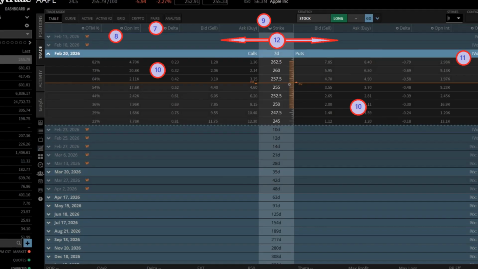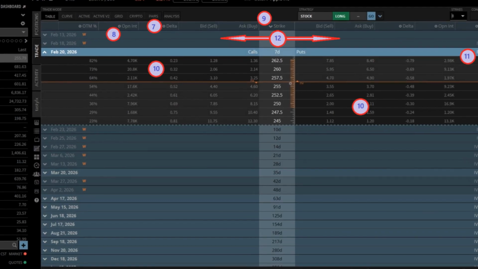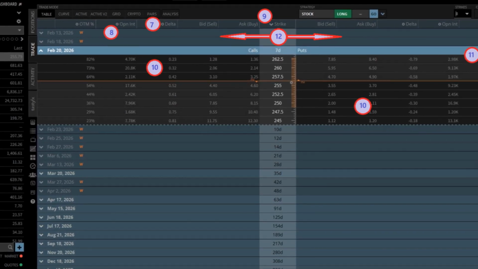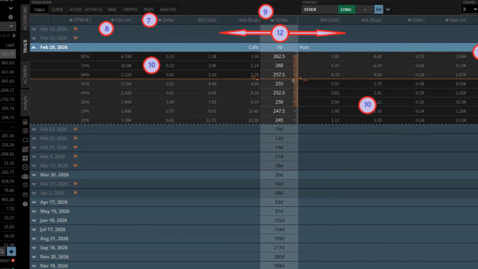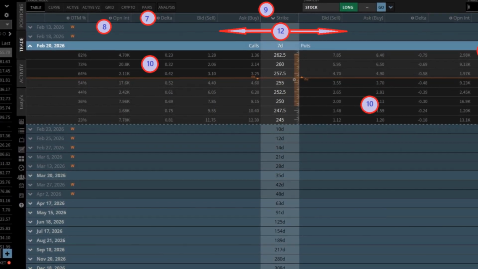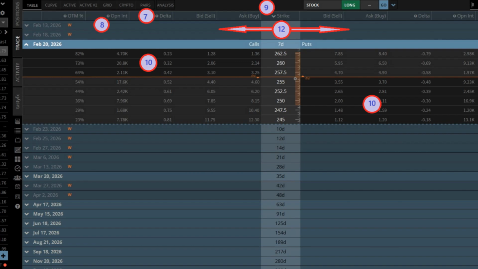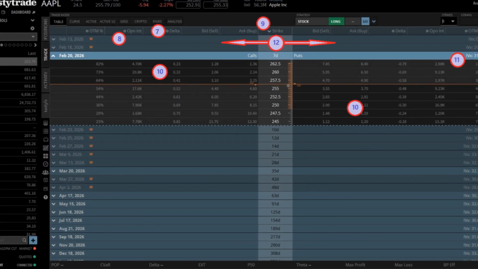11. Implied volatility, IV. Implied volatility shows how much the market expects the stock to move in the future. High IV, options are expensive. Low IV, options are cheaper. IV is the weather forecast for option pricing.